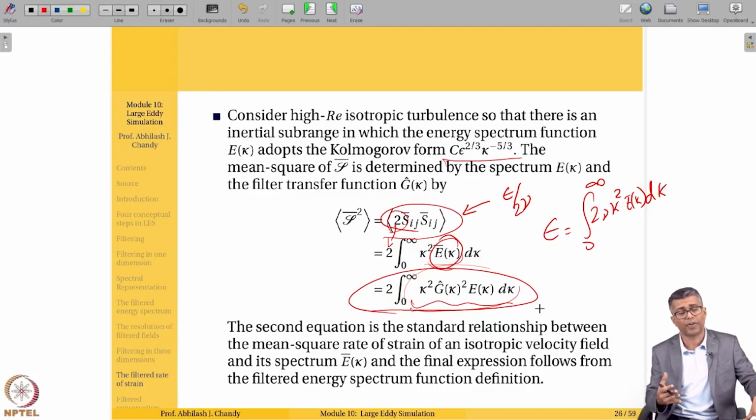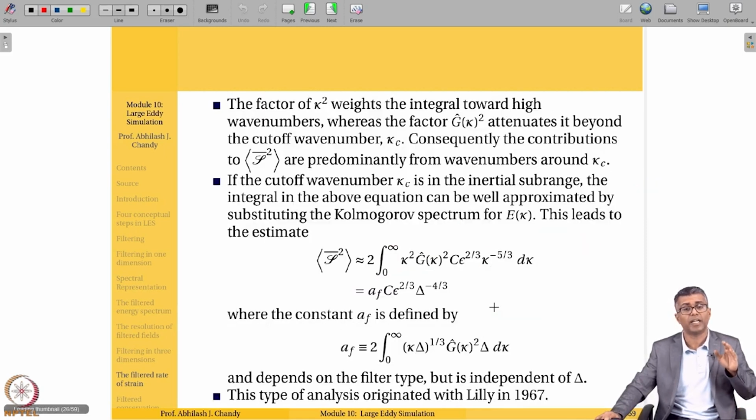Whereas for larger wave numbers it is going to be more dominant, and there is nothing beyond kappa C. As it gets closer and closer to kappa C, this becomes more and more dominant. So the characteristic rate of strain is more dominant in the inertial subrange. That is what we are trying to describe here, in which case you can substitute the filtered energy spectrum with the inertial subrange spectrum.